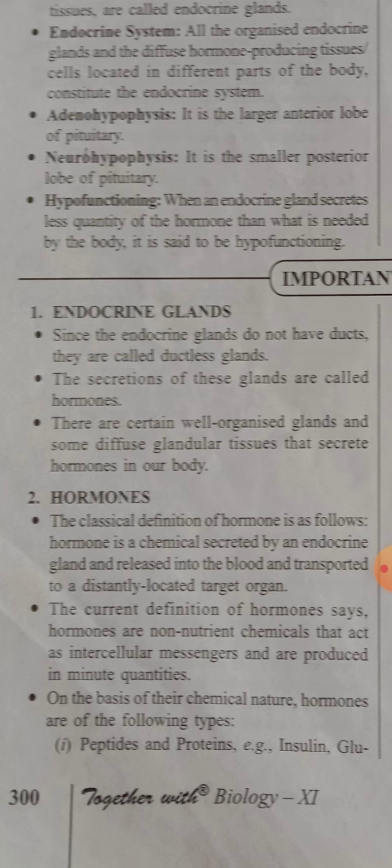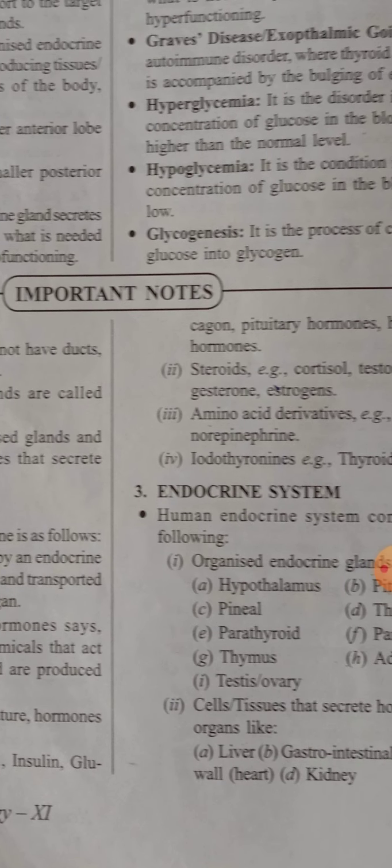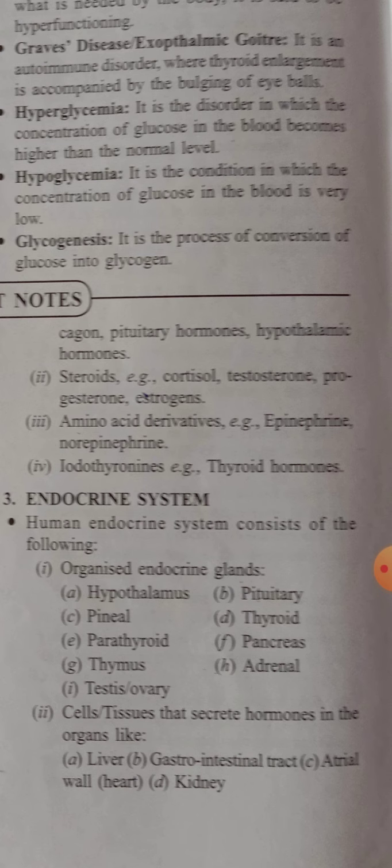On the basis of chemical nature, hormones are of different types. One is peptides and proteins. Peptides are chains of amino acids. Examples are insulin hormone, glucagon hormone, pituitary hormones. Generally the pituitary is considered the master gland, and hypothalamic hormones.